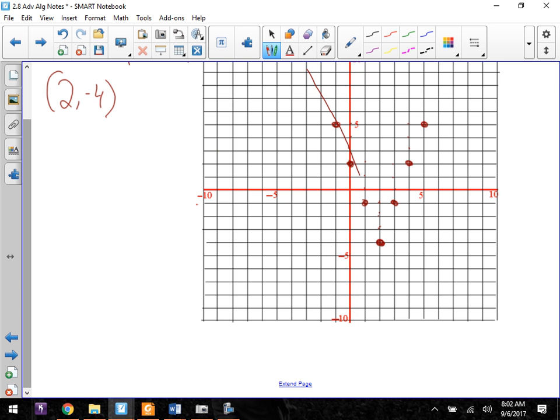There you go. Quick and painless. Absolute values are a little bit easier to graph than those piecewise ones. A little less work involved.